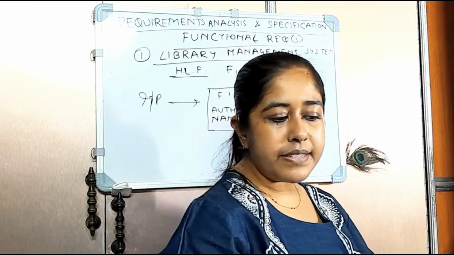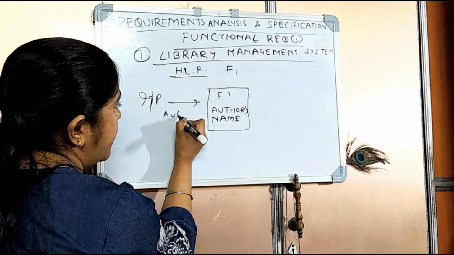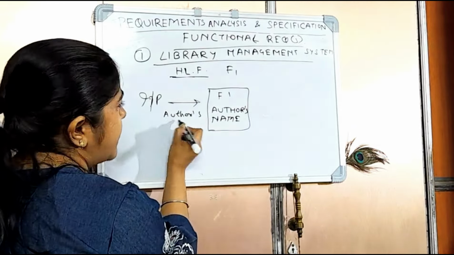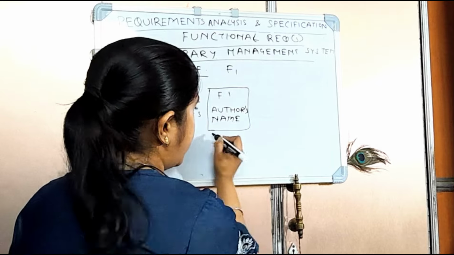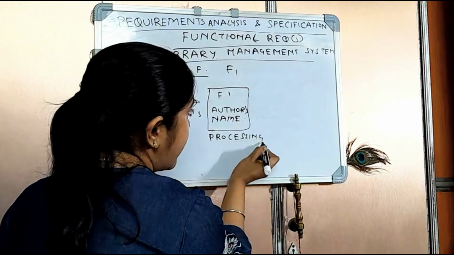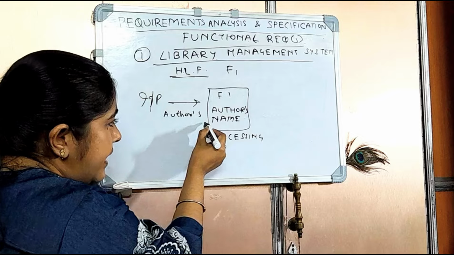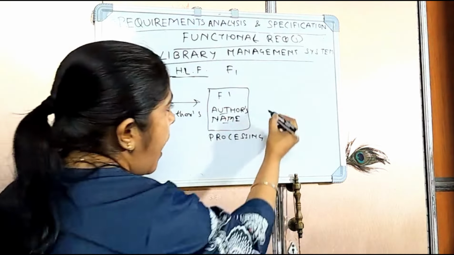Then it takes the author's name. Here it will take the input as the author's name. I will give the author's name or the subject, whatever. This is my function. This is working. This is processing. What this function will do is change this author's name to output.